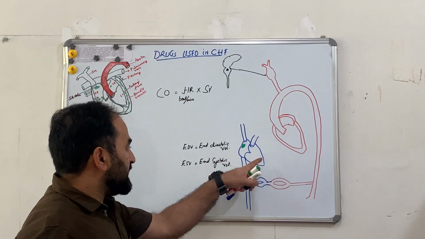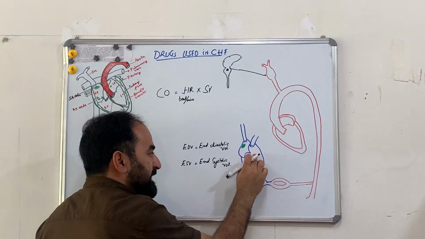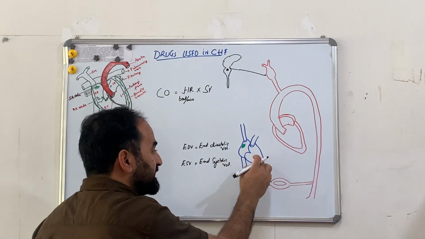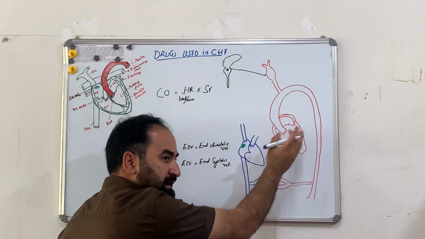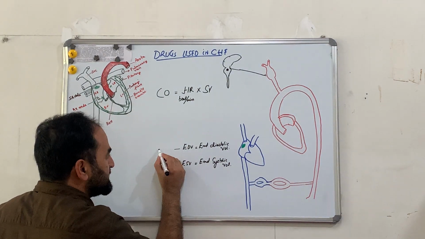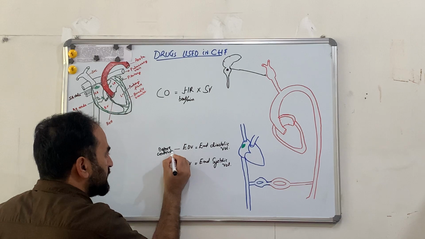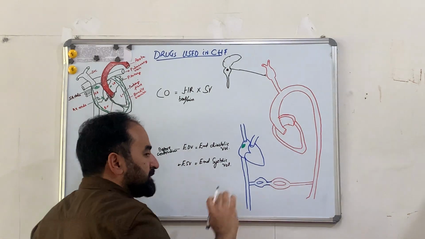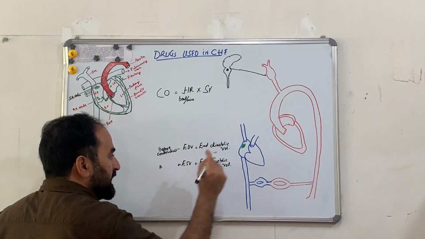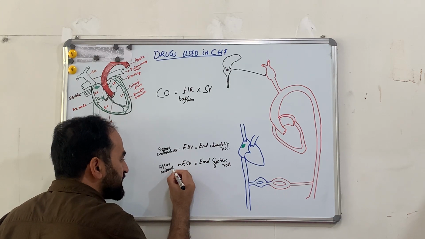The end diastolic volume means the blood present in your ventricles before the ventricle contracts. That is the amount of blood present in both ventricles before contraction. And the remaining part of the blood in your ventricles after contraction is your end systolic volume.